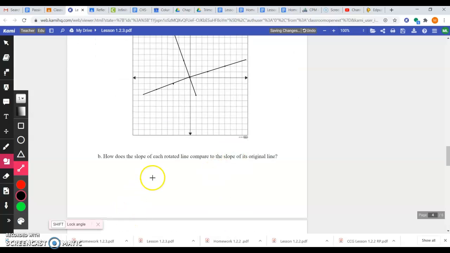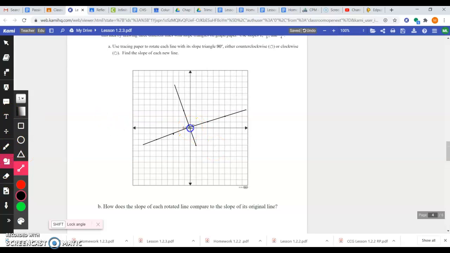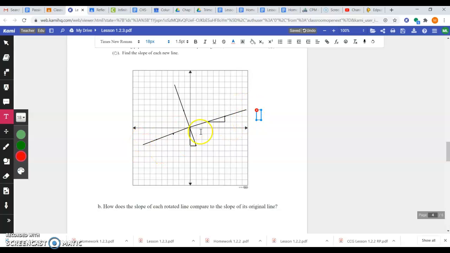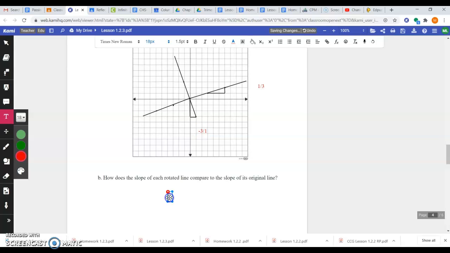So how does the slope of each line compare? Well, I'll draw the slope triangles again just to keep helping us see that. You go down 3 over 1, and on this one you go over 3 up 1. For my positive slope, this slope triangle is a slope of 1 over 3. For this slope down here, that is a slope of -3 over 1. Again, we get that relationship of opposite reciprocals.